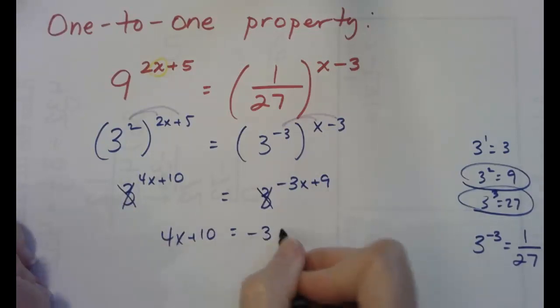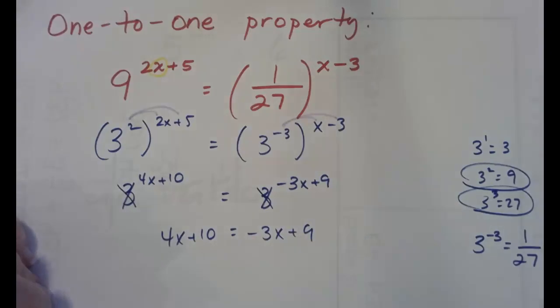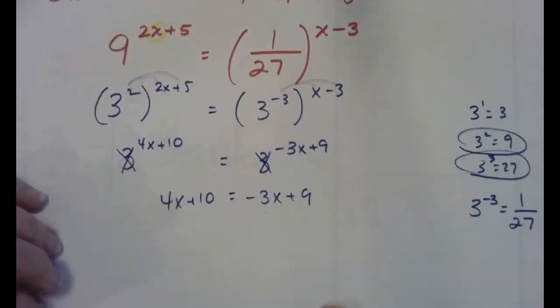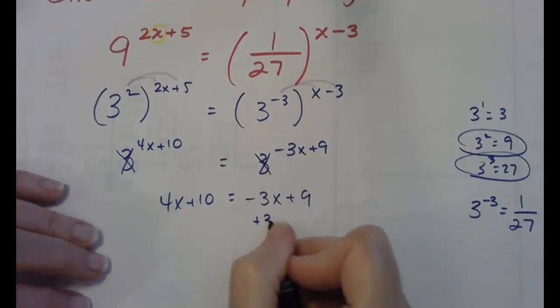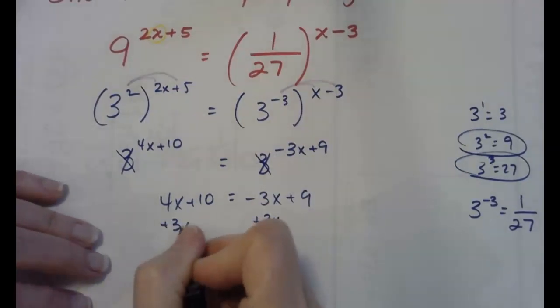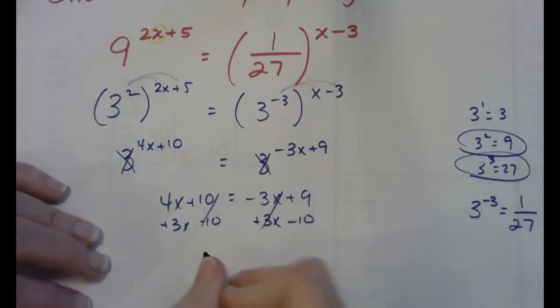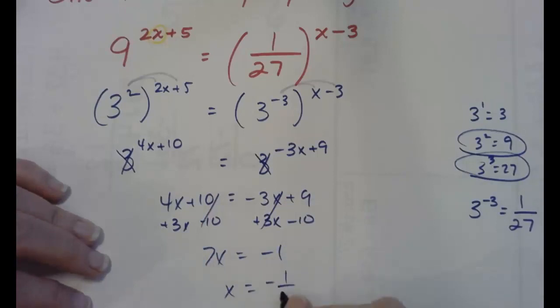4x plus 10 equals negative 3x plus 9. This is an example of the one-to-one property again. And let's finish solving it. Plus 3x, minus 10, minus 10. 7x equals negative 1. x equals negative 1/7.